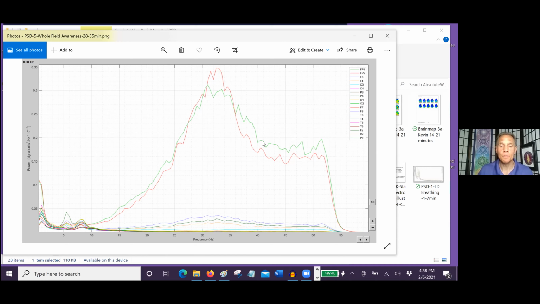And then it looks like it's also kind of synchronizing all the other sensors. It looks like kind of a whole brain synchronization there. There's a nice synced flow of all the other sensors here. Okay.